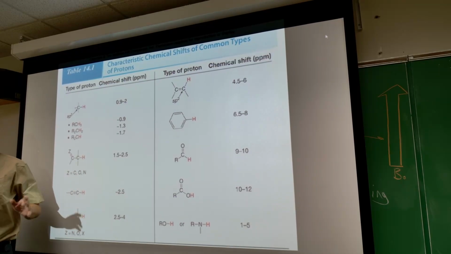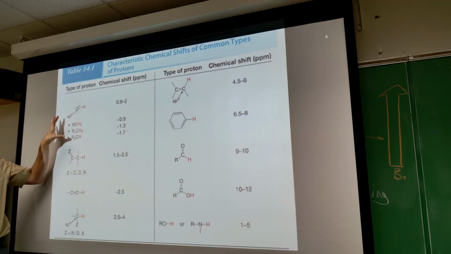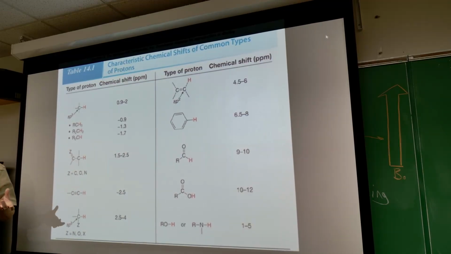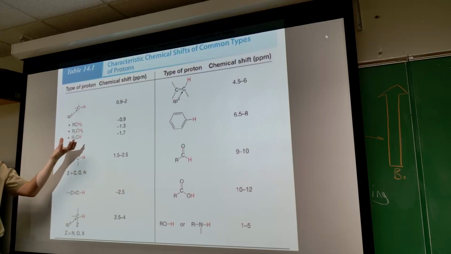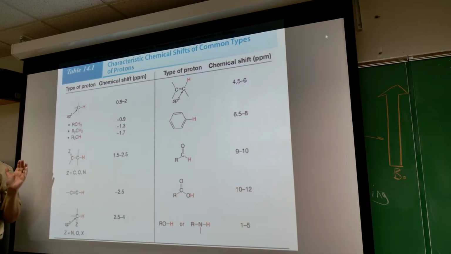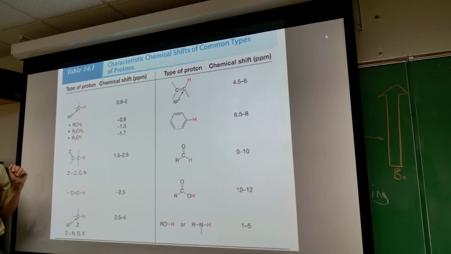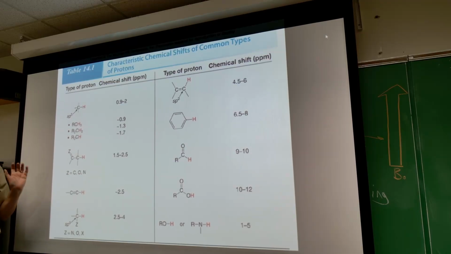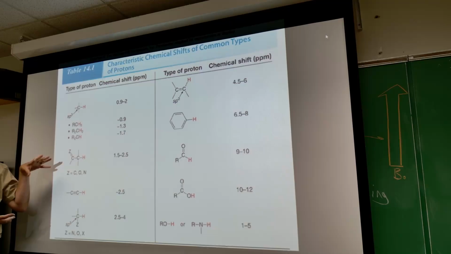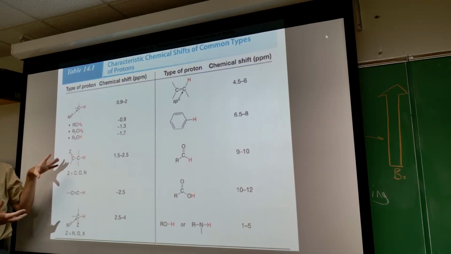So this assumes that these are H's that aren't nearby any group that might steal some of their electrons away. But that's just characteristics. So alkyl groups tend to show up on the right side, the shielded side, the upfield side of the NMR spectrum. Then there are some structural features, functional groups, that impact that and have a de-shielding effect.